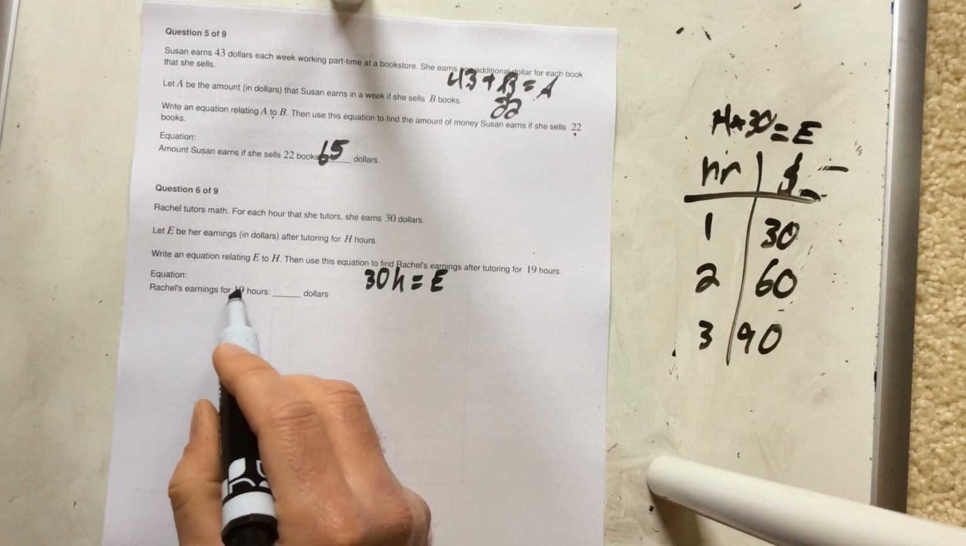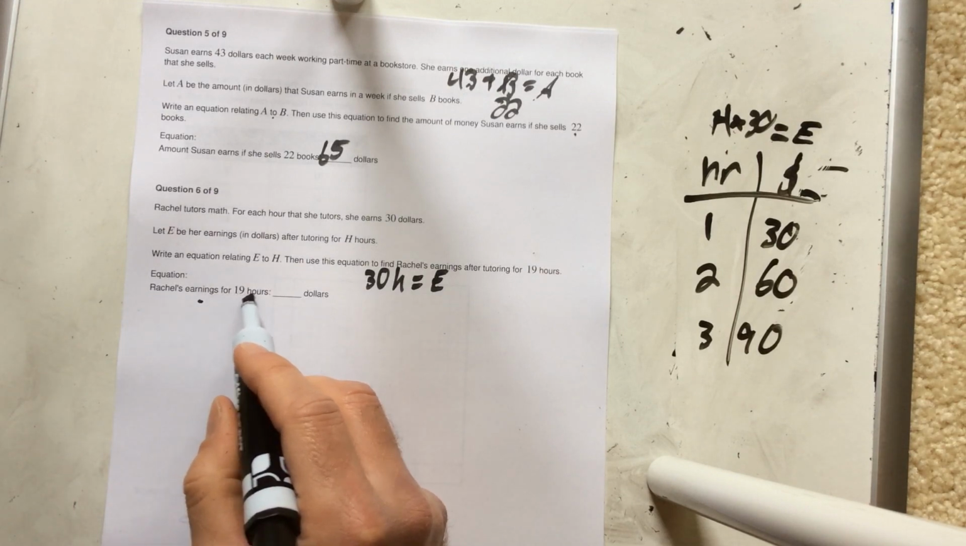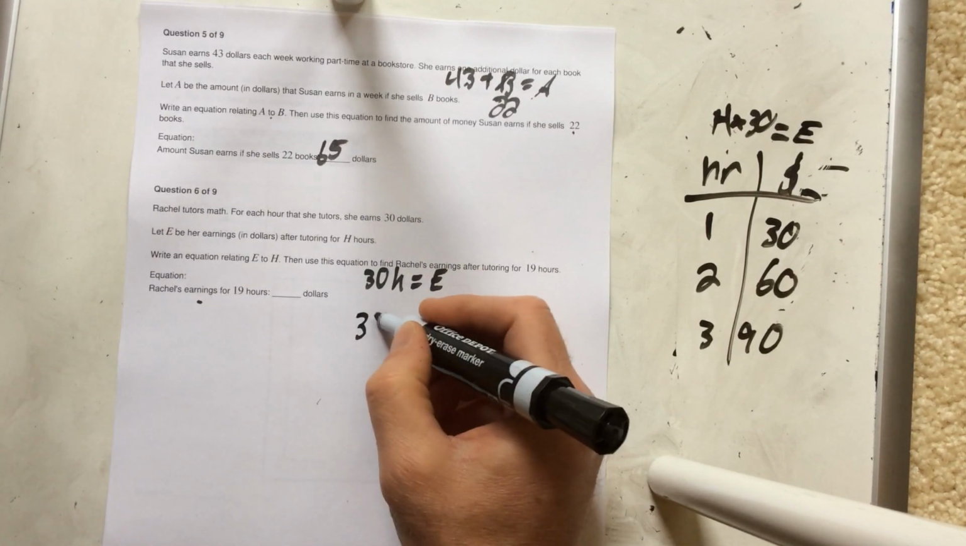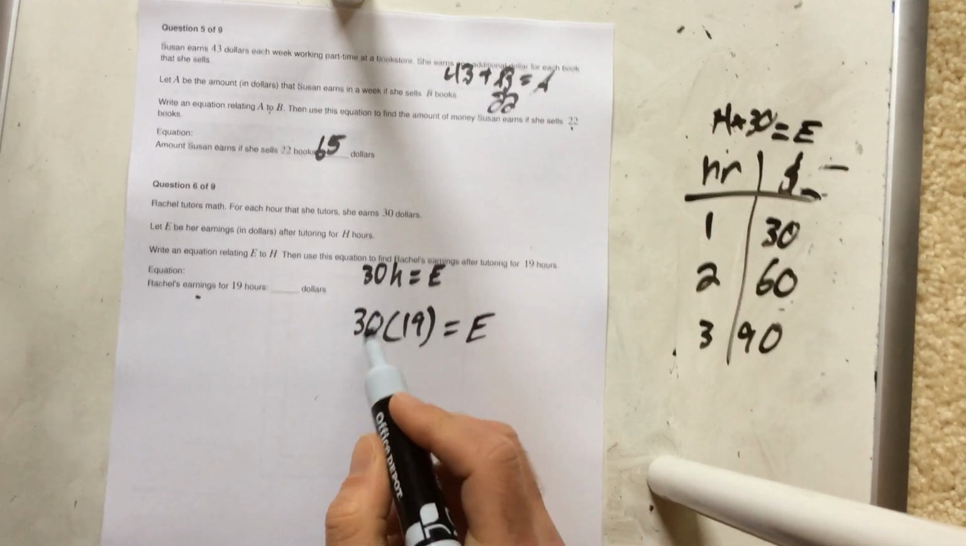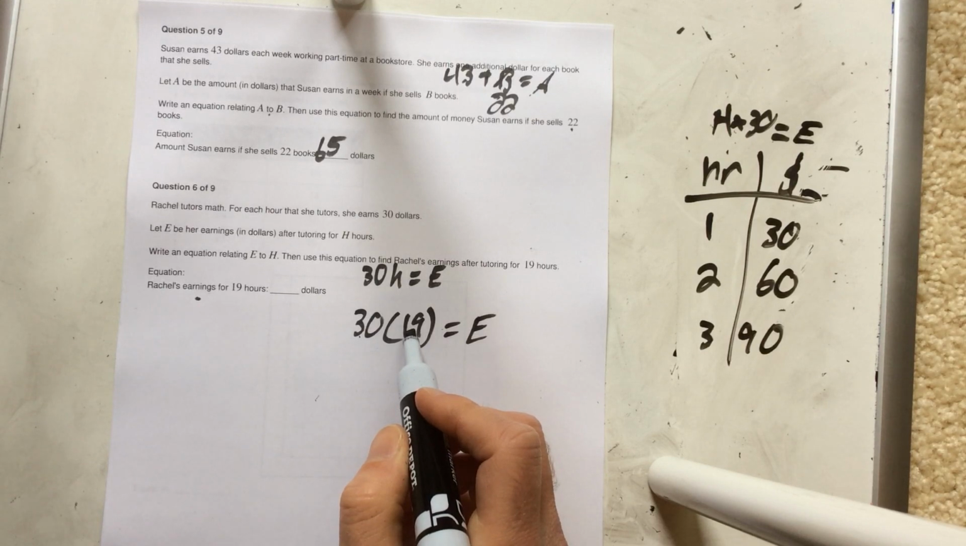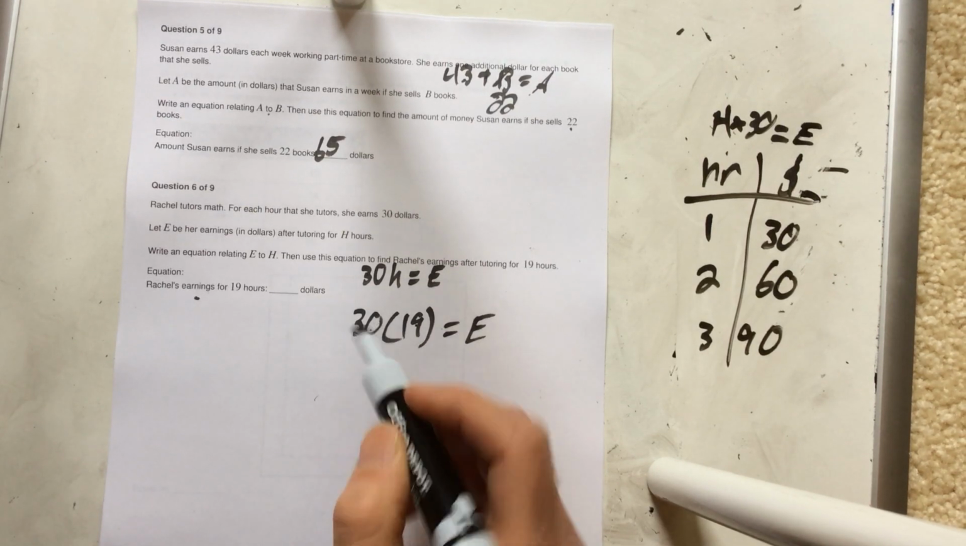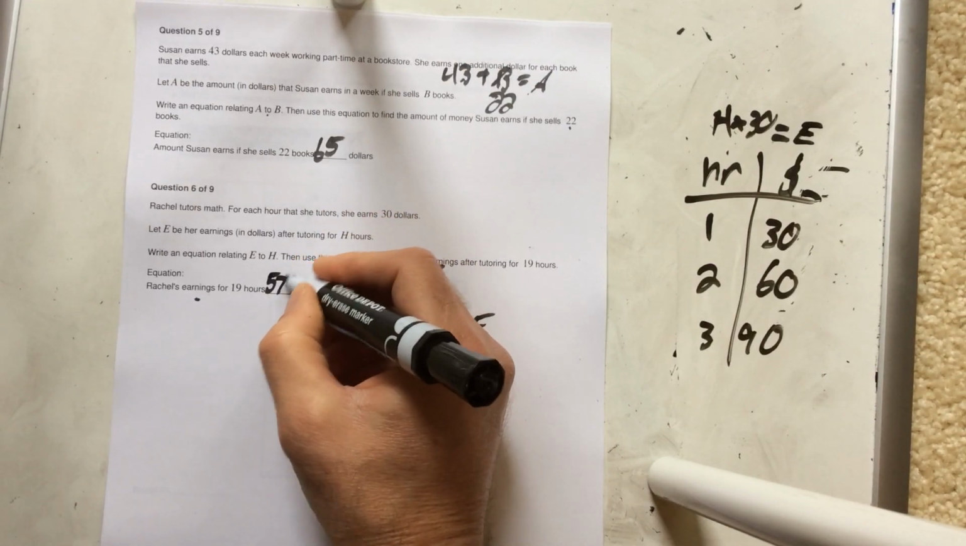Okay, how much does she earn if she works 19 hours? So we're going to plug 19 in there. 30 times 19 equals E. Well, 3 times 19: 3 times 20 is 60, so 3 less than that is 57. And then with the 0, your answer is $570.